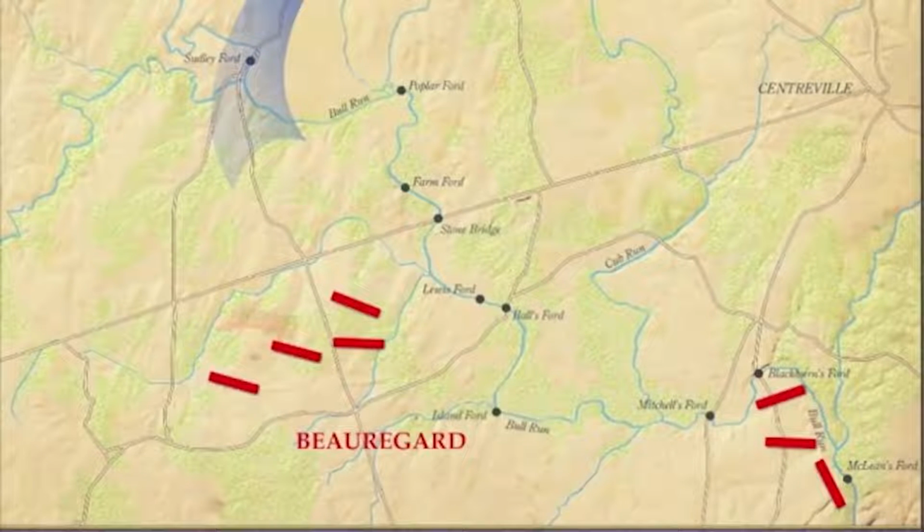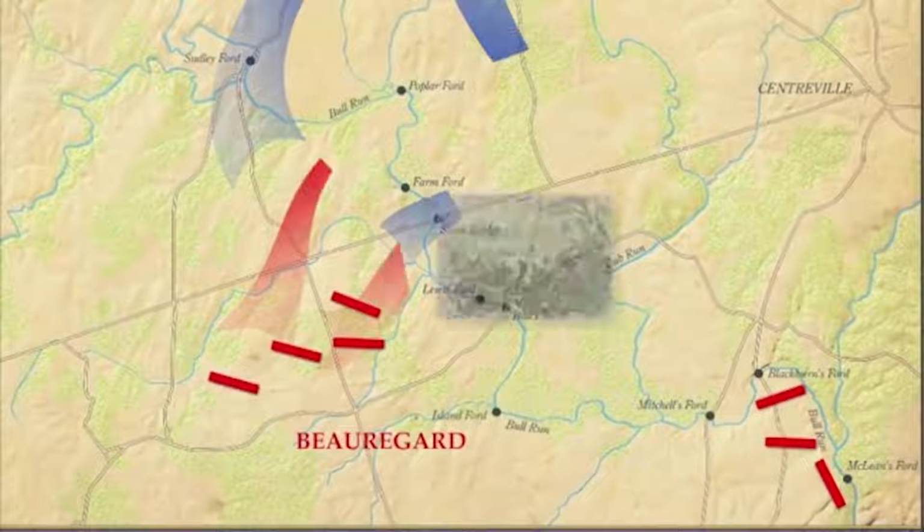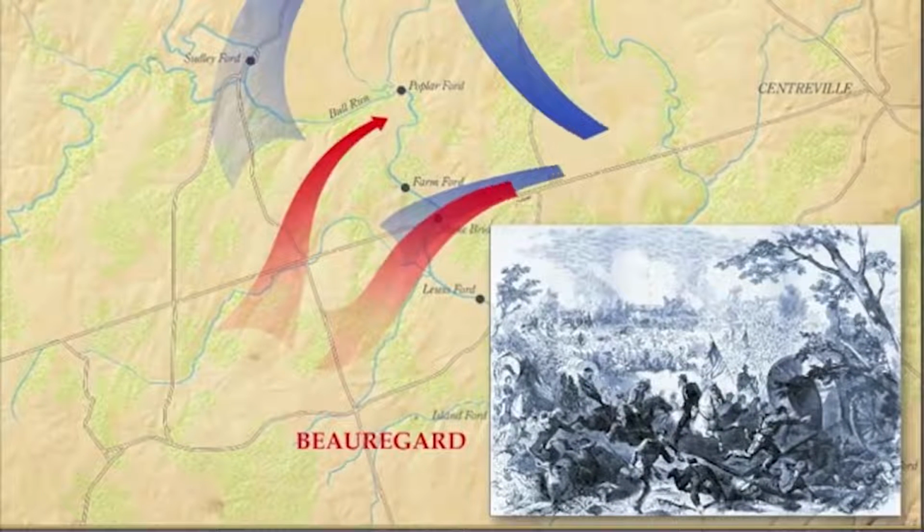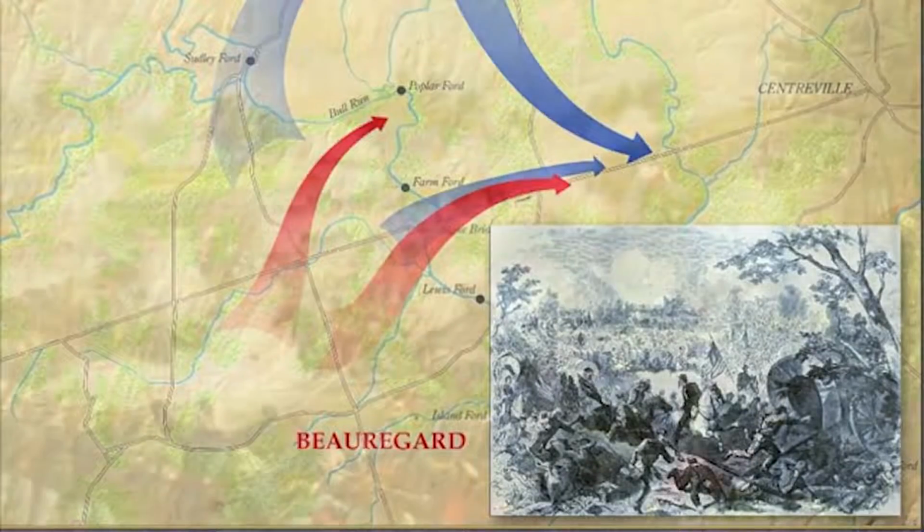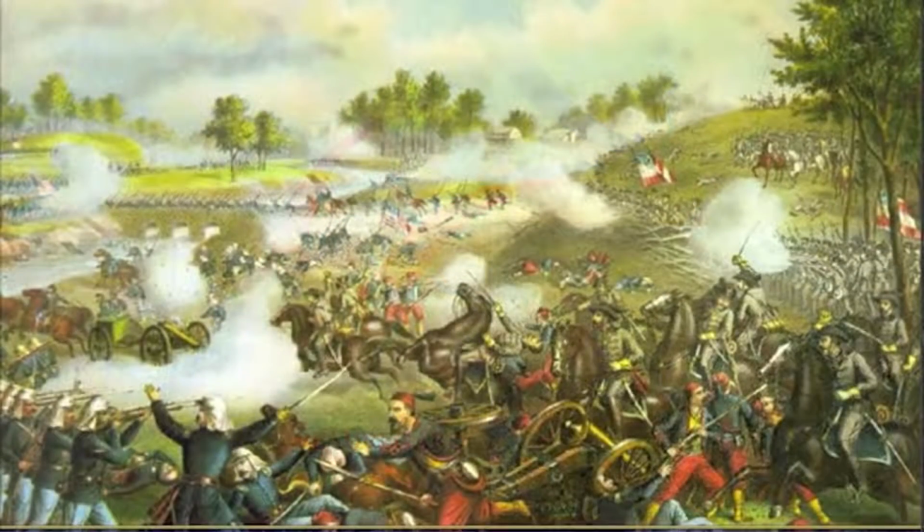Union forces retired across Sudley Ford and Stone Bridge. Disorganized Confederates pursued and helped turn the Union retreat into a rout. It was the bloodiest battle in American history up to that time.